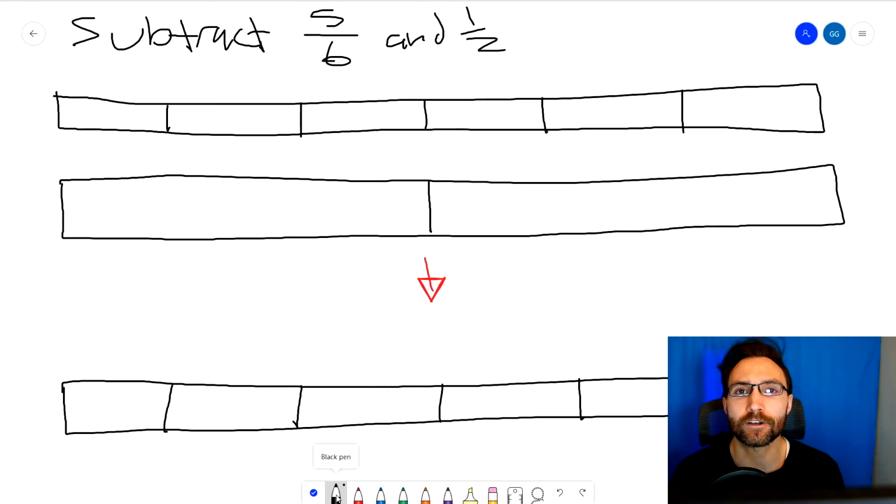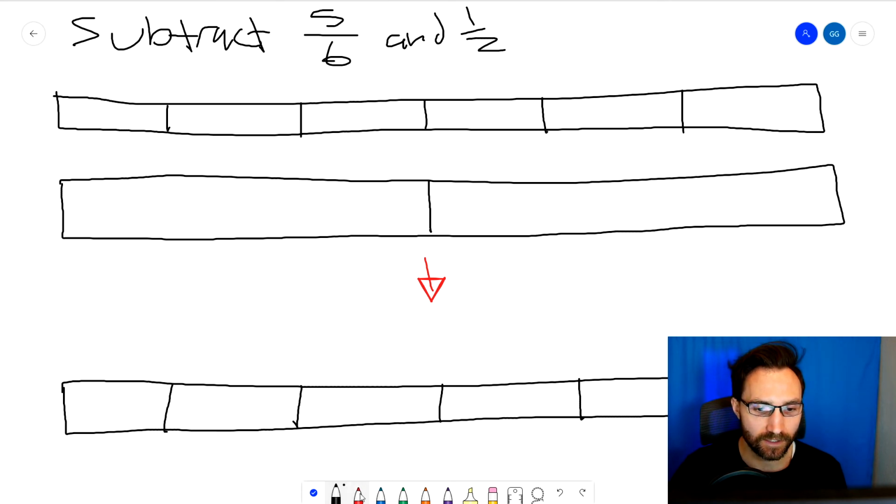All right, so let's learn how to subtract fractions with related denominators. Looking at the problem, it says subtract 5/6 and 1/2. And if we look below that, we can see that there are 3 bar models. The first 2 are to help us solve the problem, and the third one would represent our answer.